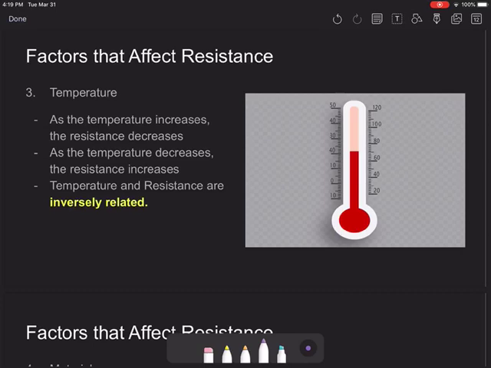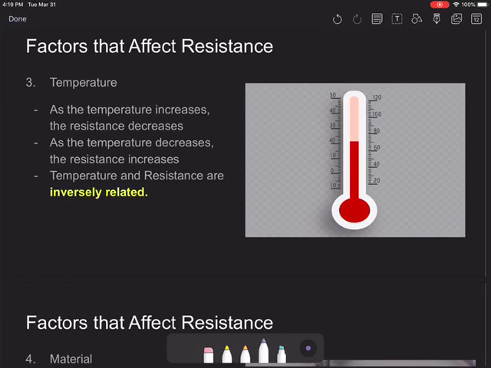Another factor is temperature. For temperature, as temperature increases, so something gets warmer, it gets hotter, the resistance decreases. So as our temperature rises, our resistance decreases. And as our temperature goes down, our resistance increases.